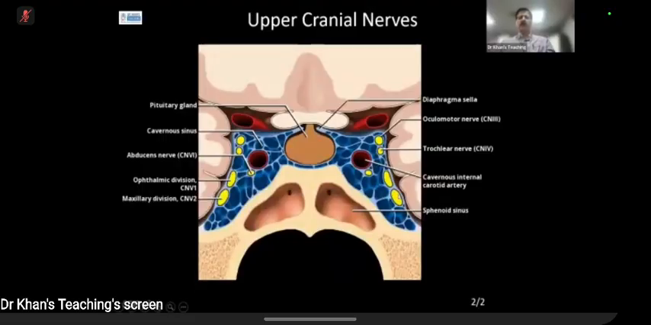And just to make a point, repetition, these are the nerves which pass through the cavernous sinus. Of course, the third and fourth, we did not mention because they come out at the midbrain level. Then, of course, V1 and V2 and the sixth nerve.